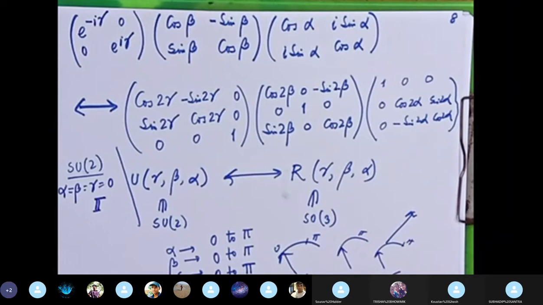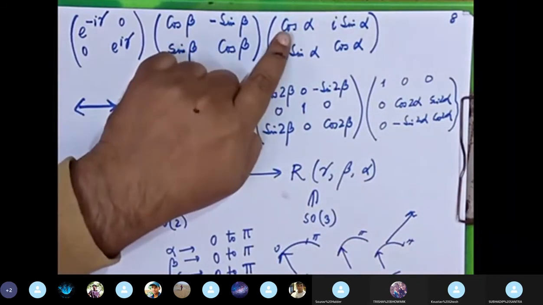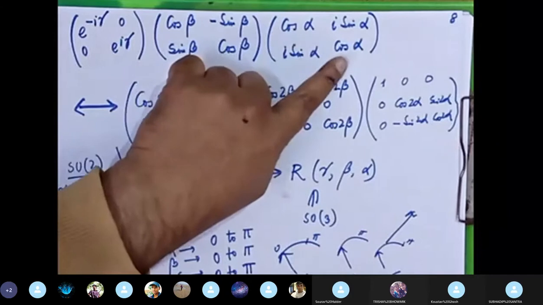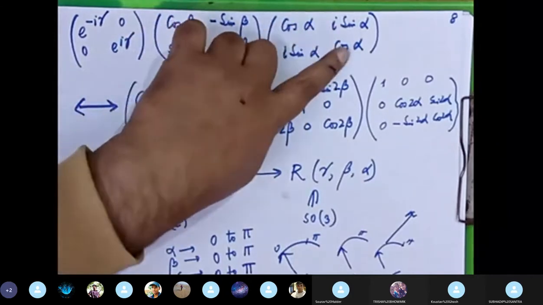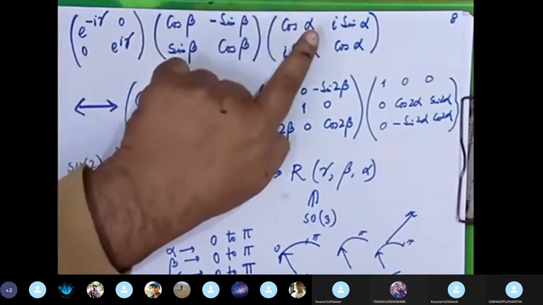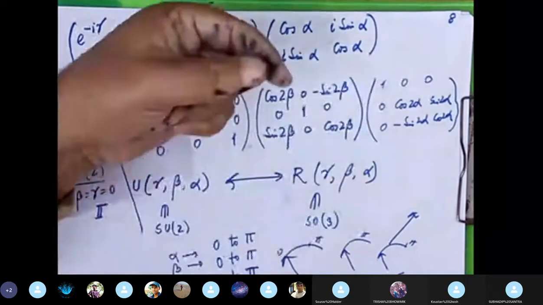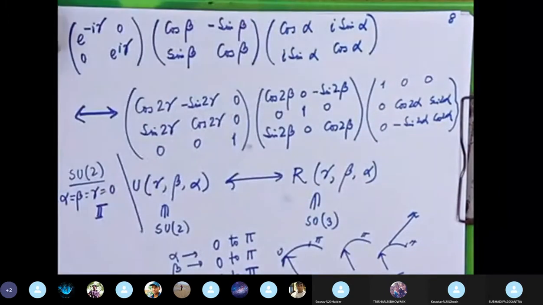The question is, is it identity or not? For alpha equal to pi, this is cos pi, this is 0. So minus 1, 0, 0, minus 1. So you bring minus 1 here, leave it identity. So drop this matrix and carry 1 minus sign.